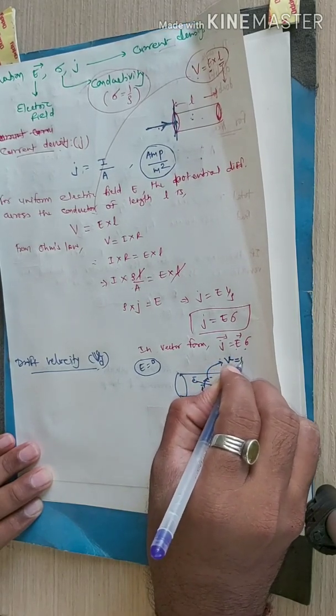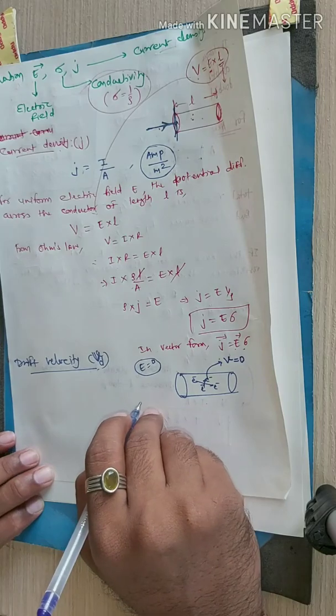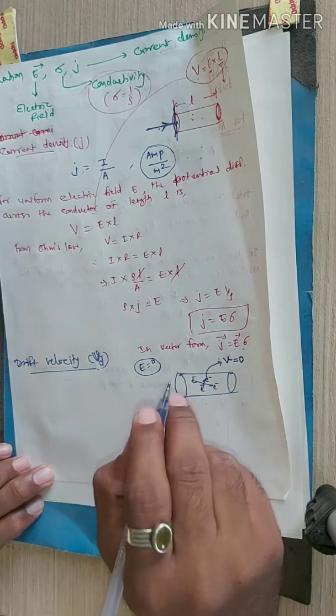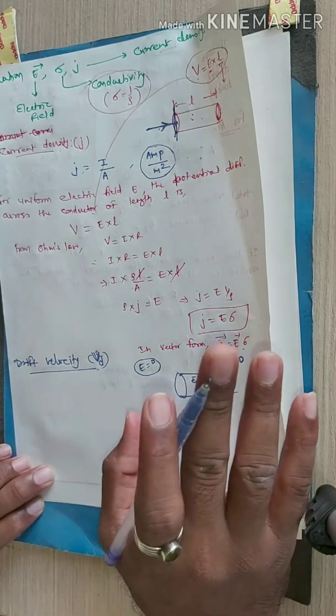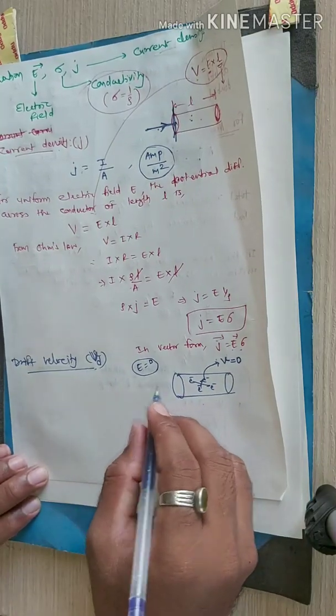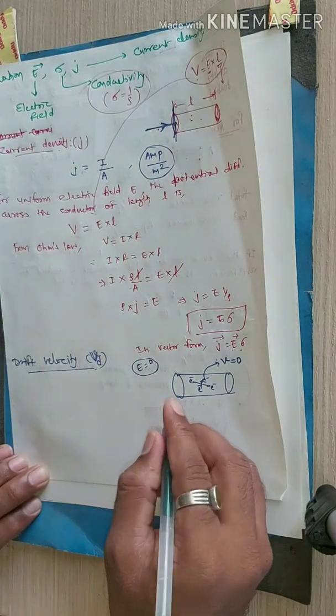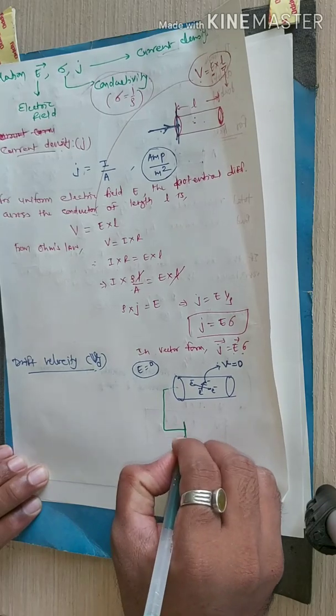And we have seen about the same concept in your last class. So here V is equal to 0. Net resultant velocity is 0 when no electric field is supplied or applied. So in that case also the current will be 0.